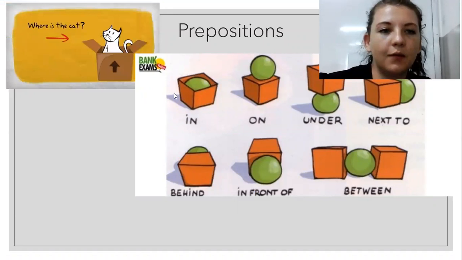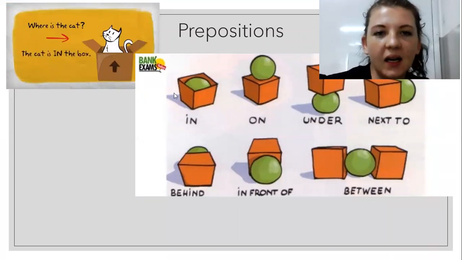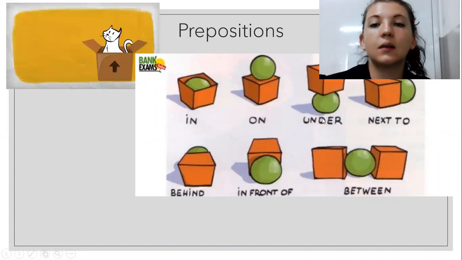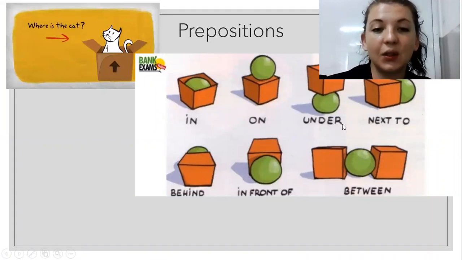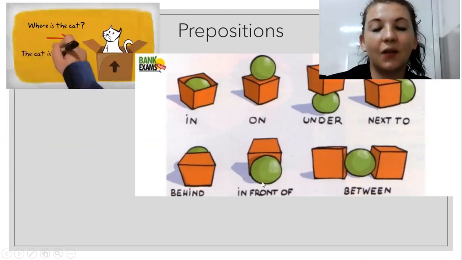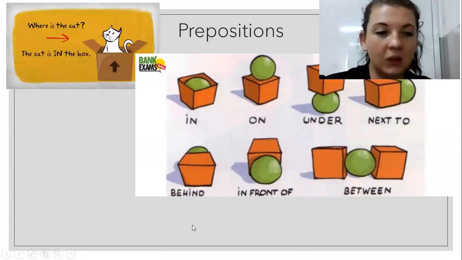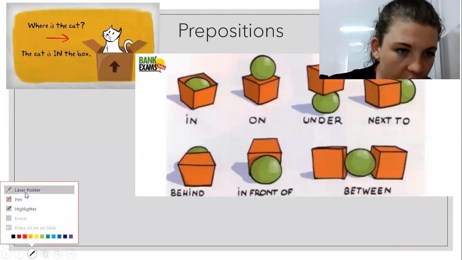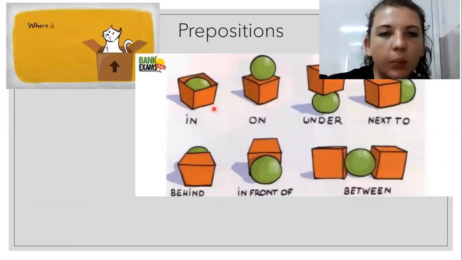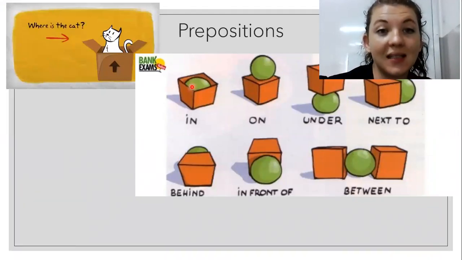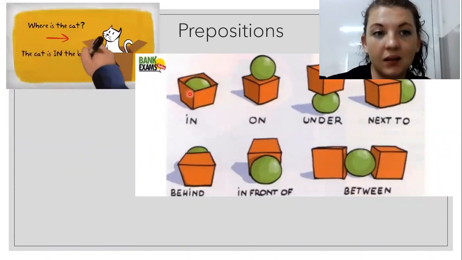Let me move myself over here so you can see. We have our prepositions: in, on, under, next to, behind, in front of, and between. Let me get my laser out. Okay, so where is the ball? The green ball is inside, in the box.